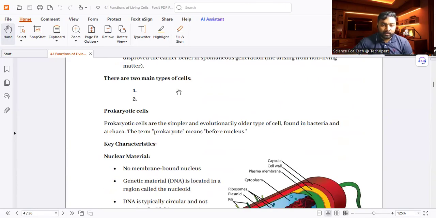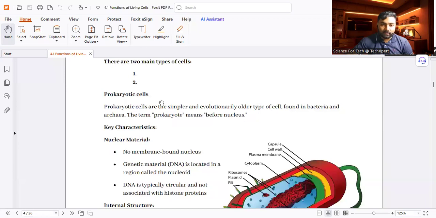Prokaryotic cells are the kind of cells which emerged in the world for the first time. Prokaryote means before nucleus. That means a prokaryotic cell doesn't have any nucleus. The significant difference between prokaryotic cells and eukaryotic cells is that eukaryotic cells have a nucleus, but prokaryotic cells don't have a nucleus. That is the main significant difference, and there are a lot of other differences.